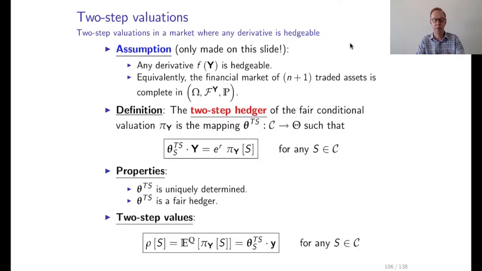So that means that if we are in a market where any derivative is hedgeable, then in fact we can always write the fair conditional valuation pi y, if we bring e to the power r to the other side, as the discounted value of the time one value of a fair hedge for S, and we call this hedger the two-step hedger. And that means also that our rho of S under this assumption of completeness, in the sense that any Fy is hedgeable, which is in general expectation under Q of pi y of S, can also be written as the time zero value of the two-step hedger for S. This is the end of this video.